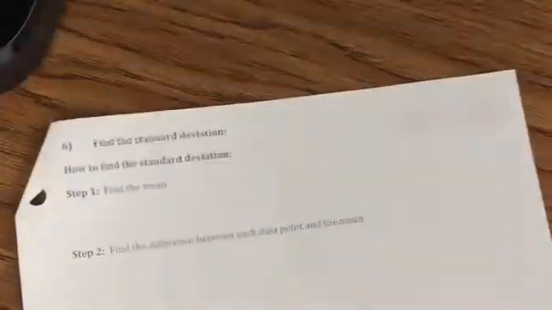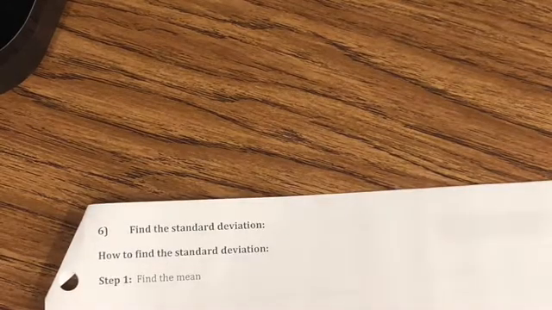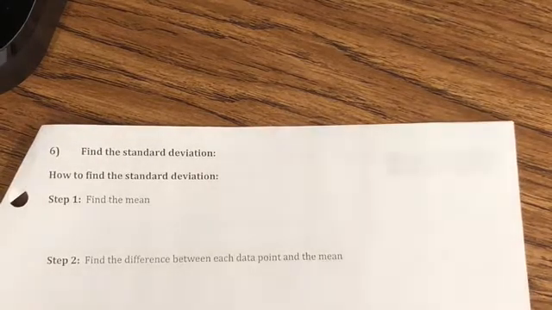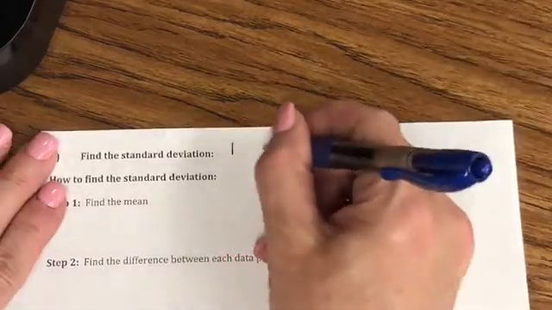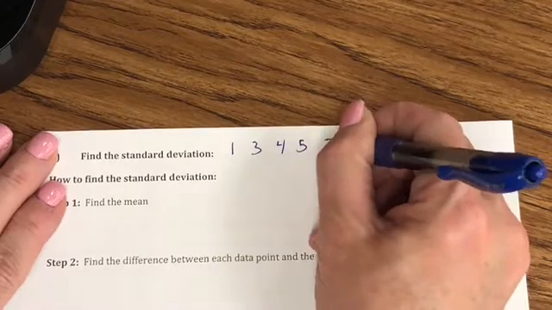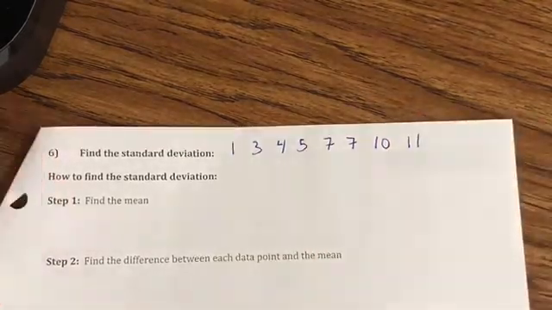Okay, we're going to talk about standard deviation now. The first thing we want to do is talk about how to find standard deviation. We're going to walk you through the steps just so you understand where this number comes from. So we're going to find the standard deviation of this list: 1, 3, 4, 5, 7, 7, 10, and 11.